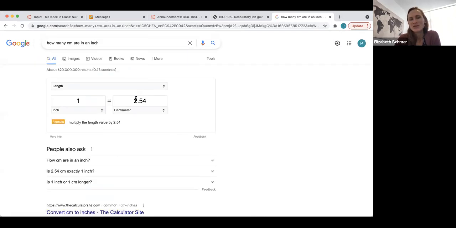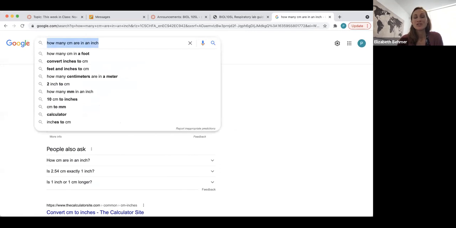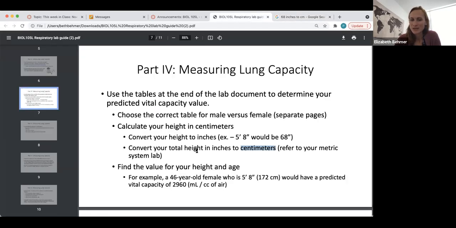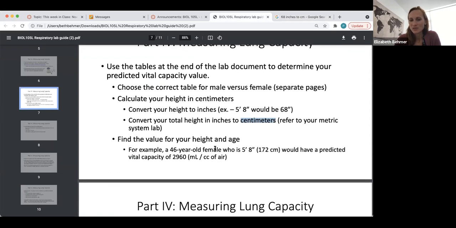So what you'll do is you'll take your height in inches and you'll multiply by 2.54, really easy. You can even use this here. I'm 5'8", which is 68 inches. So let's just put in 68 inches to centimeters, multiply by 2.54. So this is what you'll need to calculate your vital capacity. You'll have to change your height into inches, multiply that by 2.54 to get your height in centimeters. And then find the value for your height and age. So for example, a 46-year-old female who is 5'8", which is 172 centimeters, would have a predictive vital capacity of 2960 milliliters per cubic centimeter of air.